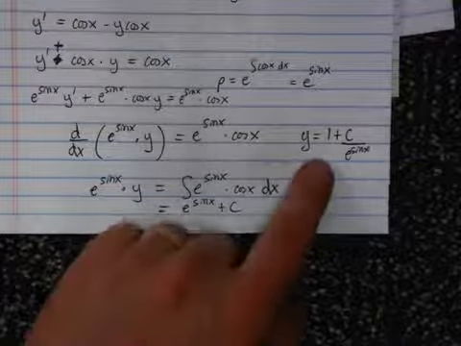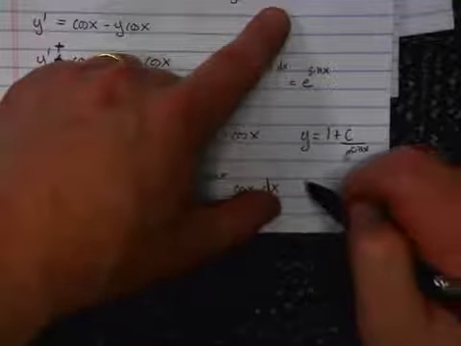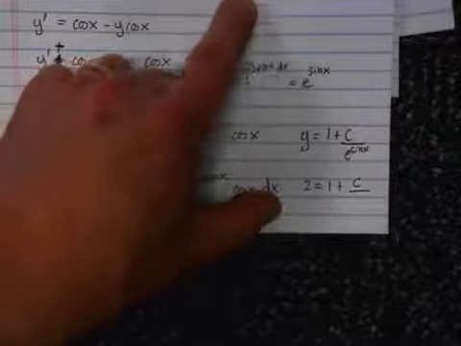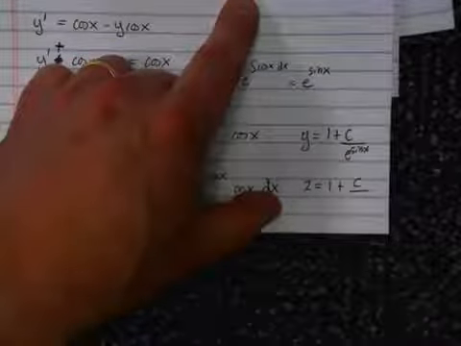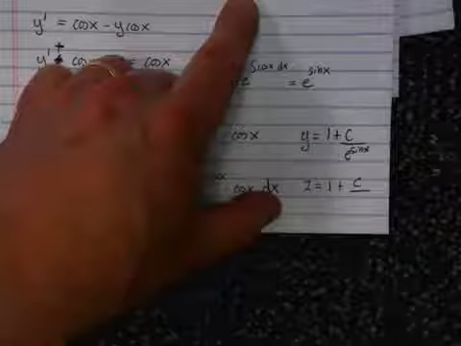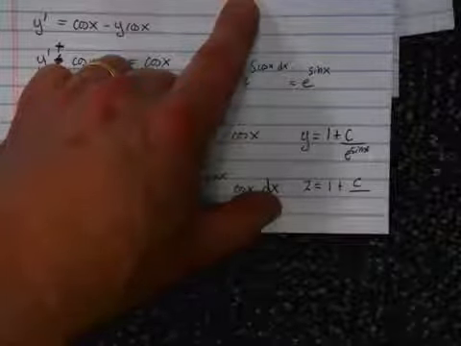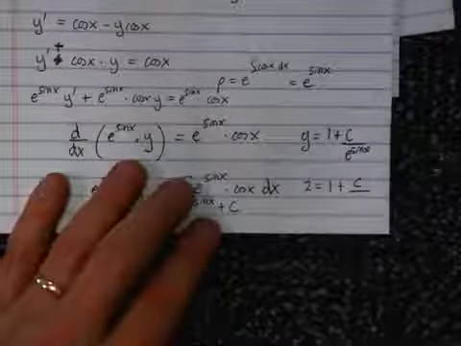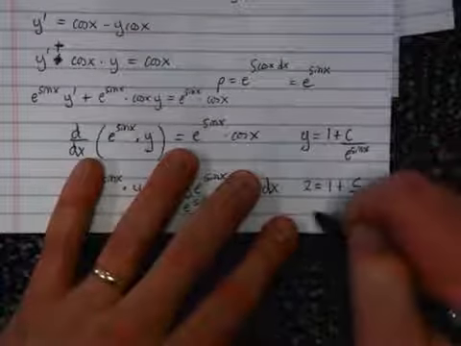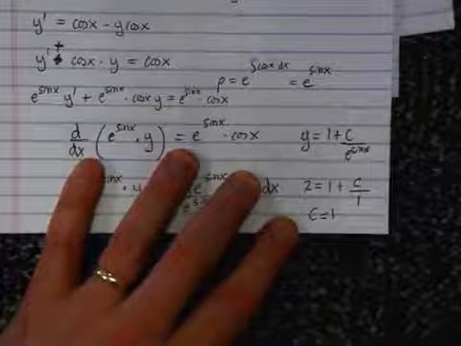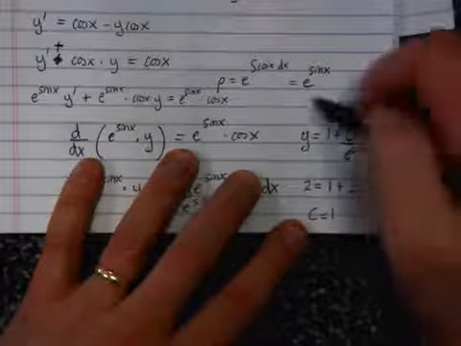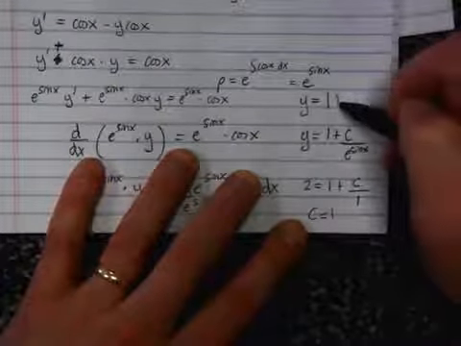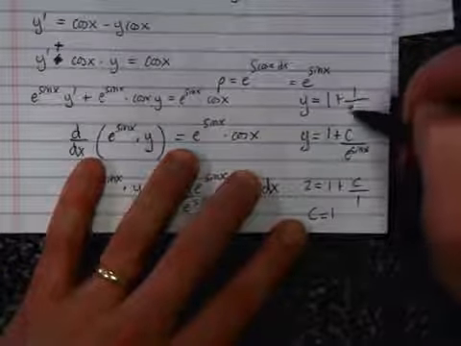Finally, plug in my initial condition. 2 equals 1 plus c over, I plug pi in. What's sine of pi? Sine of pi is 0. You were telling me the final answer because e to the 0 is then 1, which tells me c is 1. Alright, so the solution to that differential equation with that initial condition is y equals 1 plus 1 over e to the sine x.